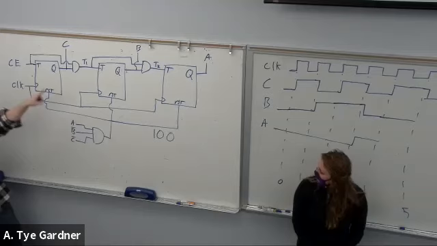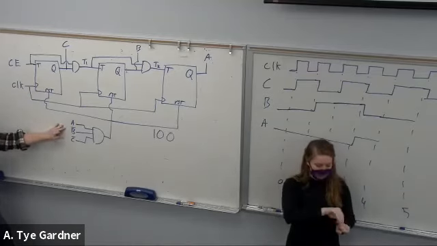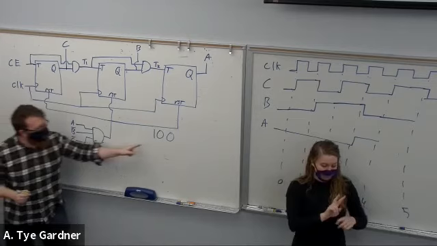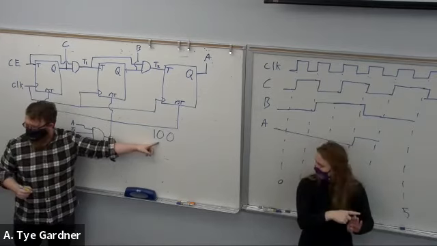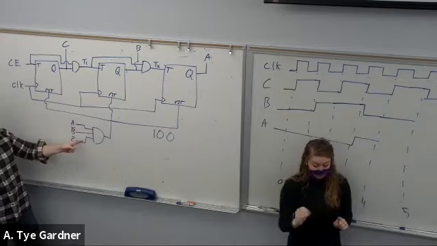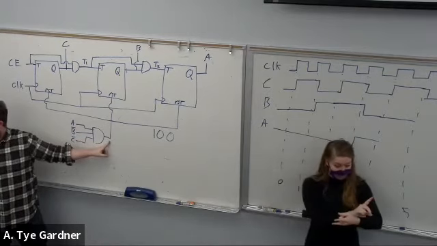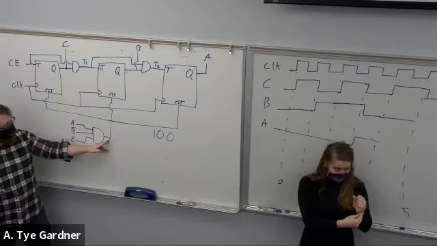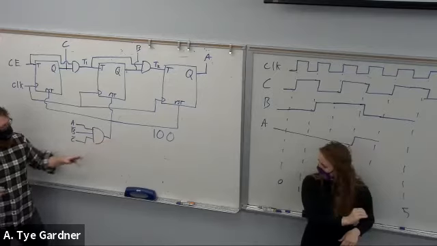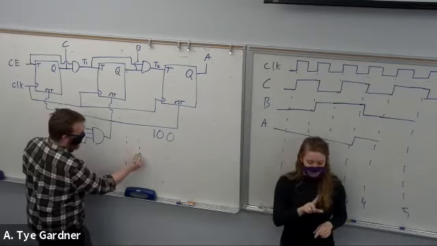Right, so I'm feeding A, B, and C back around to this AND gate, but have inverters on B and C. Now, whenever I reach 1, 0, 0, I'm going to reset. As soon as I reset, the output of this AND gate goes back to 0, and it will also then have a pulse. So let me show you what I mean by a pulse.